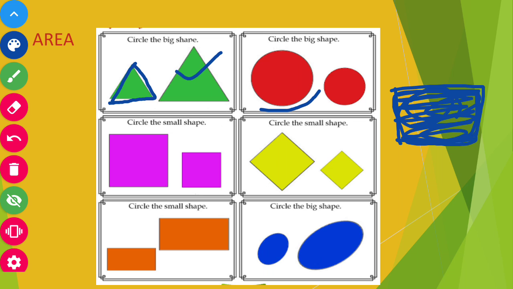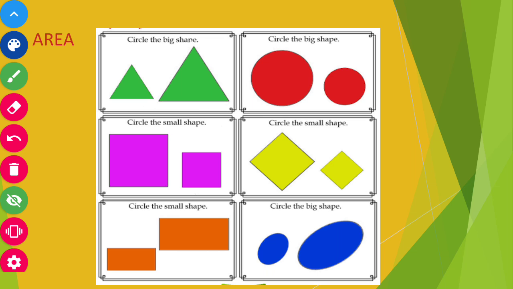Now in both circles, which circle has the smaller surface? Inside the boundary, the space or the surface which is enclosed in the boundary, that we call a surface. The shape or the surface which is enclosed in the boundary, that we call a surface. So here, which circle has the smaller area? This circle has the smaller area.